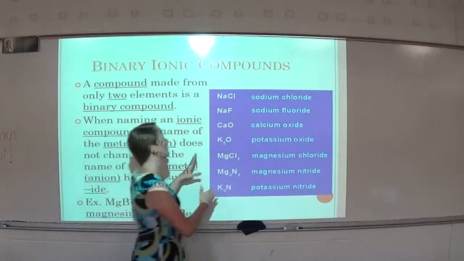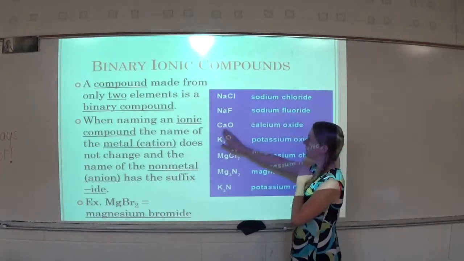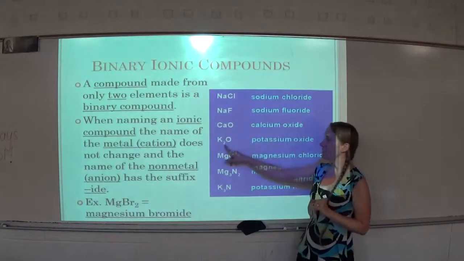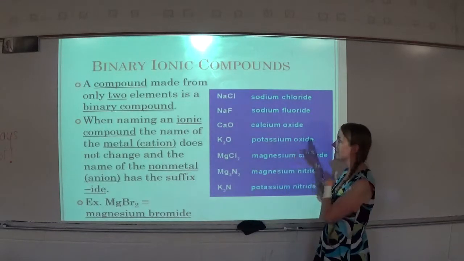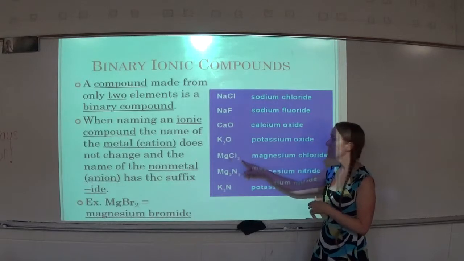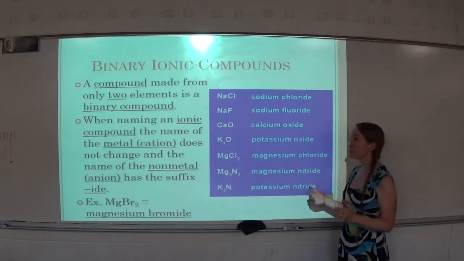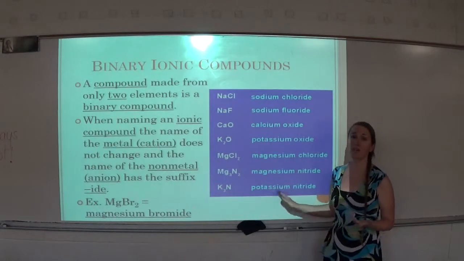Here are some other examples. NaCl, sodium chloride. NaF, sodium fluoride. CaO, calcium oxide. And again, we have a 2 here, but the name does not indicate that at all. K2O is potassium oxide. MgCl2, magnesium chloride, and so forth. So the subscripts do not change the name of an ionic compound.